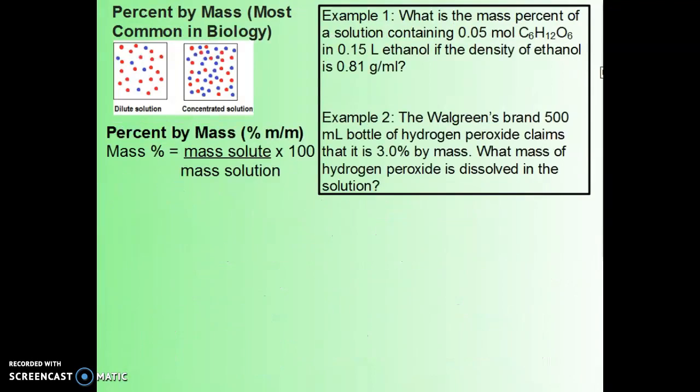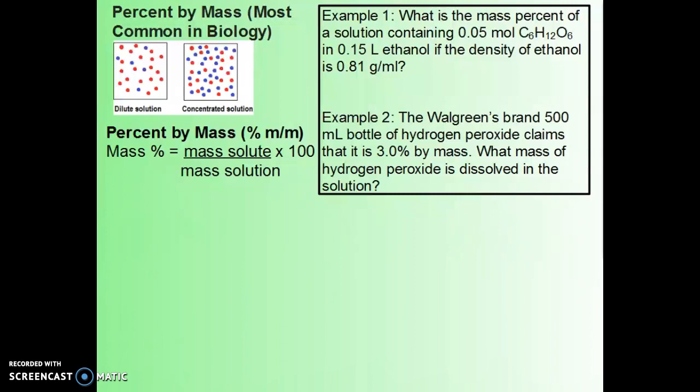The next type of concentration that we could be looking at is percent by mass. And this is another way that we can express the concentration of a solution. And you might see this at the store on a bottle or frequently in certain disciplines like biology. But basically, we're going to calculate our percent by mass, which I wrote in the equation as mass percent, by taking the mass of our solute, dividing it by the mass of the solution, and multiplying by 100.